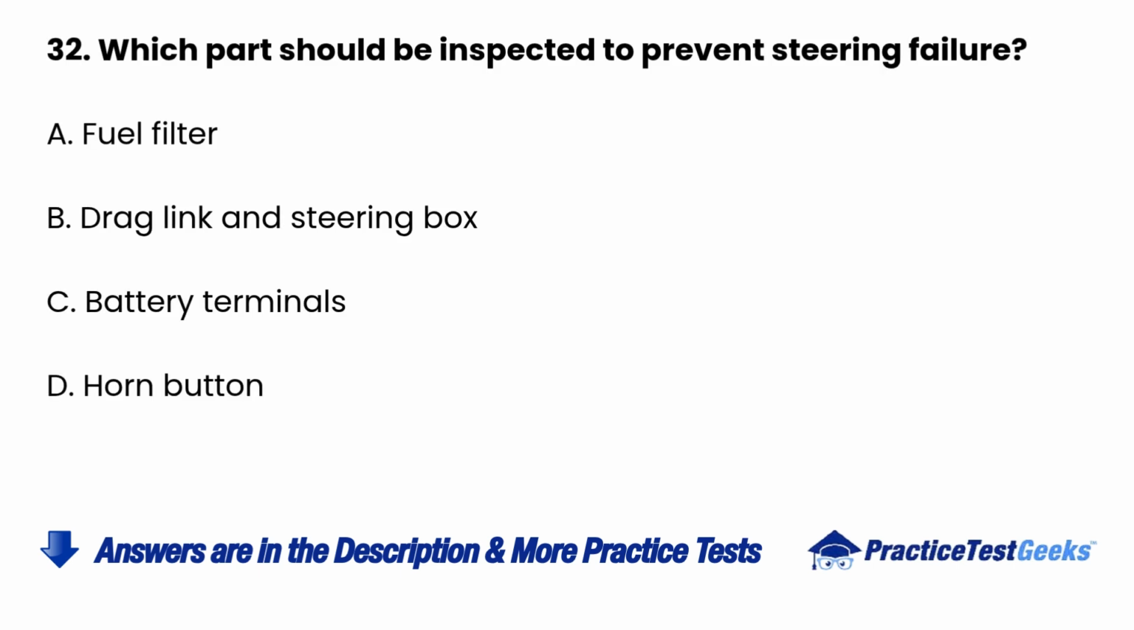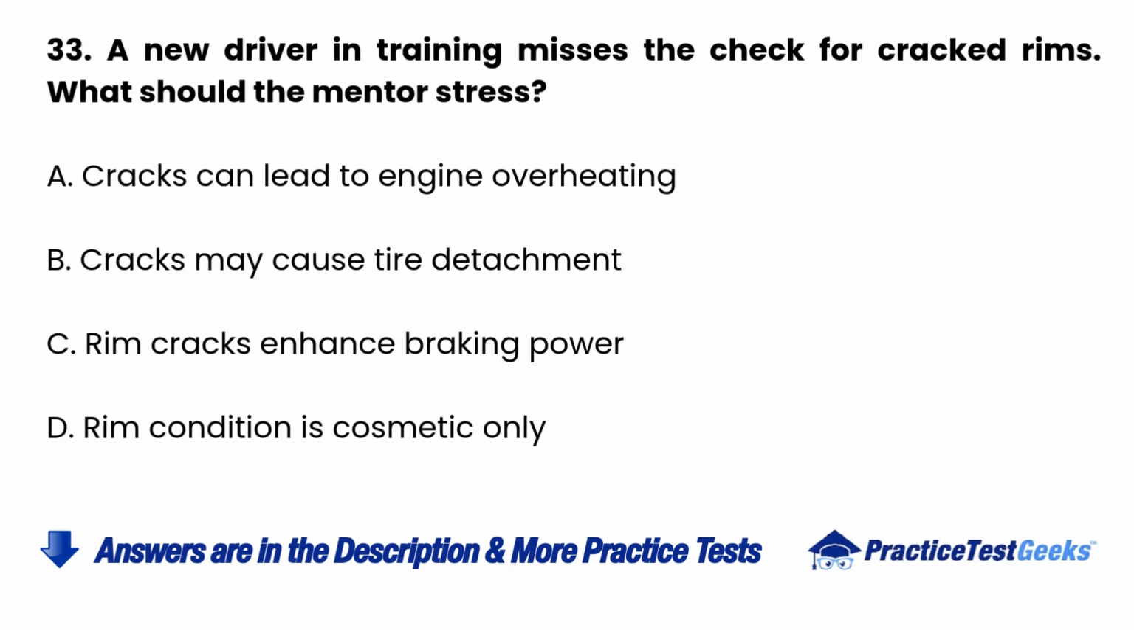32. Which part should be inspected to prevent steering failure? A. Fuel filter. B. Drag link in steering box. C. Battery terminals. D. Horn button. 33. A new driver in training misses the check for cracked rims. What should the mentor stress?